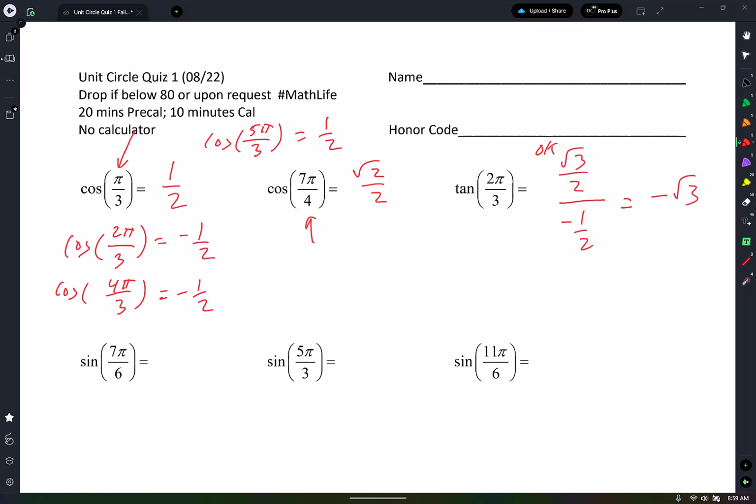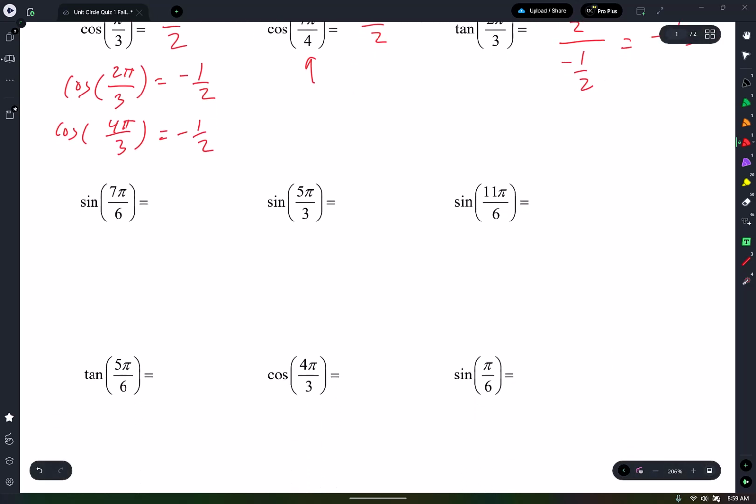Are you seeing how we're doing it, guys? Okay, sine 7 pi over 6. You think, 7 pi over 6? Oh, I'm in quadrant 3. Everything's negative. Sine is the y value, negative 1/2. It's a 1 immediately. You pass the 180. It's a 210 one. Are we still okay, guys?